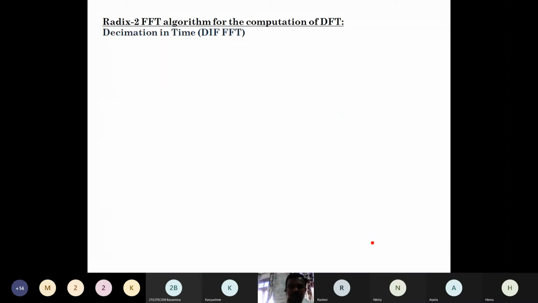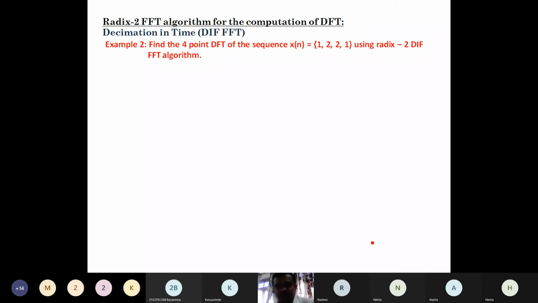Let us go for the second example. Once again, I am dealing with whatever we have discussed in DIT. Same thing, let us solve by using DIF. Find the 4-point DFT of the sequence x of n, which is given by 1, 2, 2, 1, using radix 2 DIF FFT algorithm.